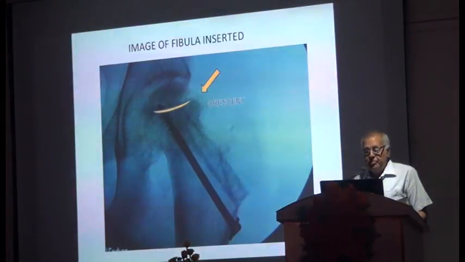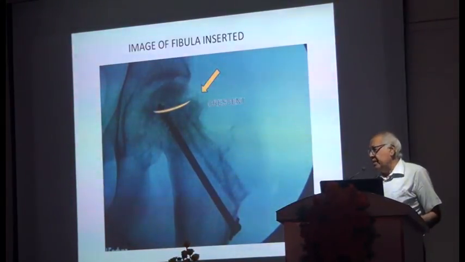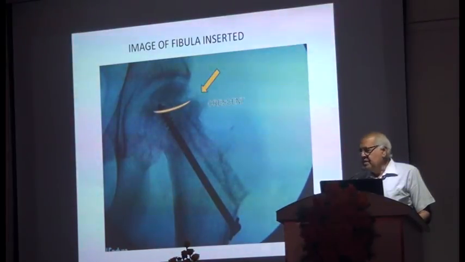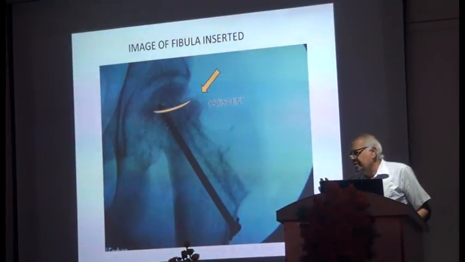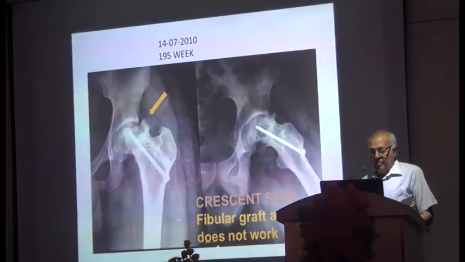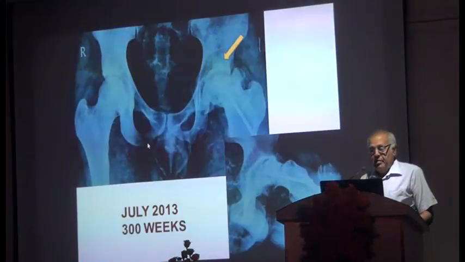It is stage 2, but stage 3, crescent, you see. If you put a fibular graft, this fails to maintain the structure. See here, there is a collapse. This is the fibula. This is after 300 weeks.